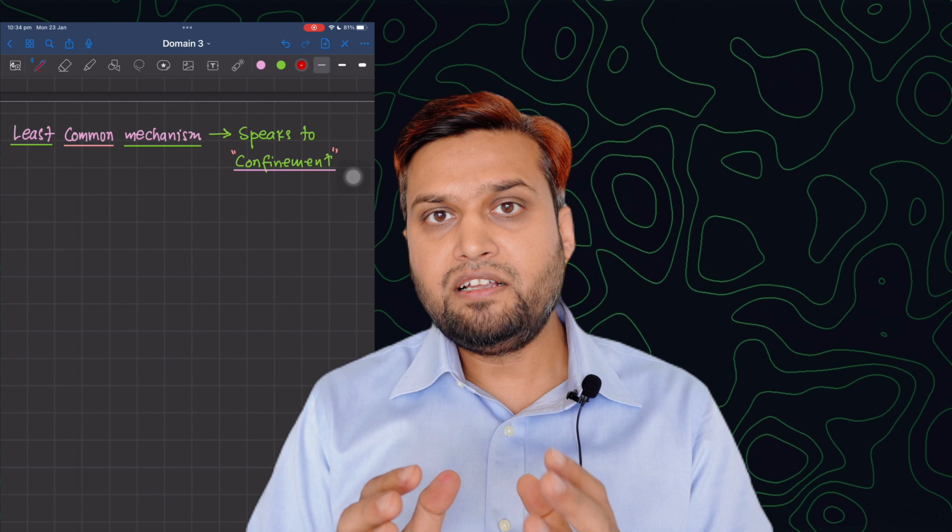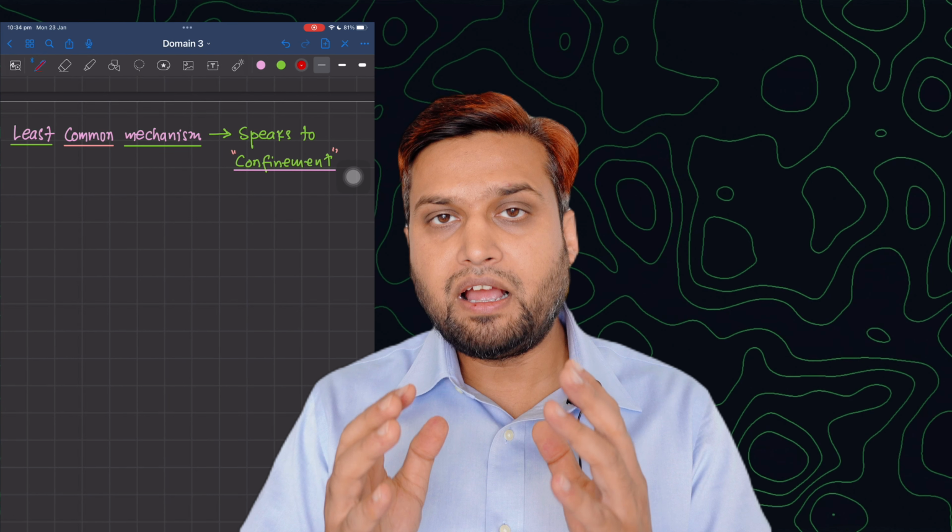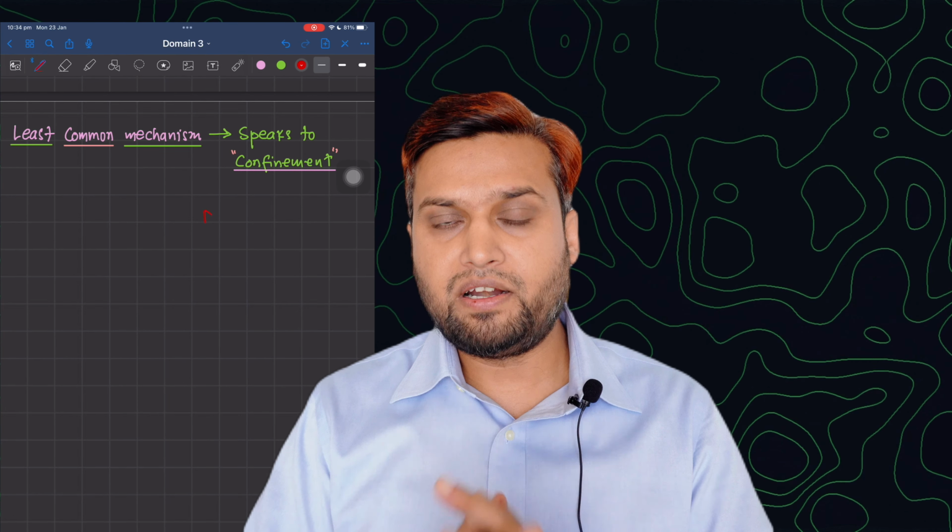So least common mechanism means that any component which is shared between different components, or between different subjects, between different users, that sharing of component has to be avoided. If we can't avoid it, we have to minimize it, right? What it means in a very practical sense.